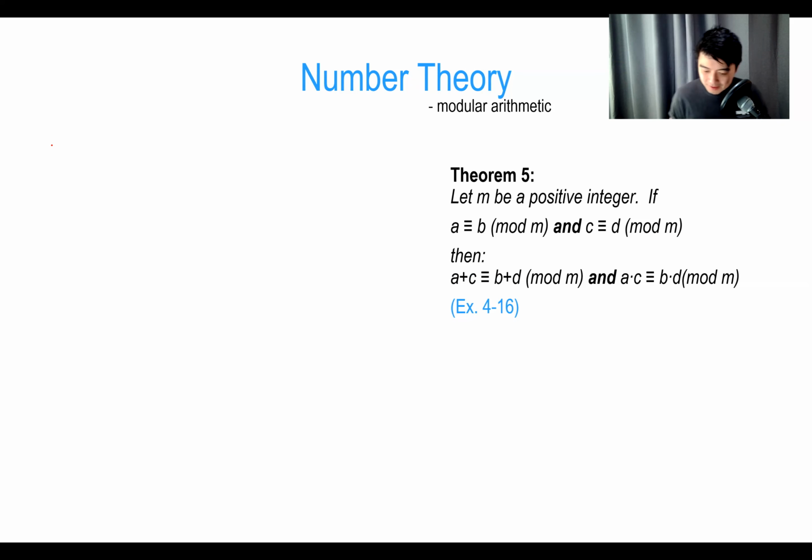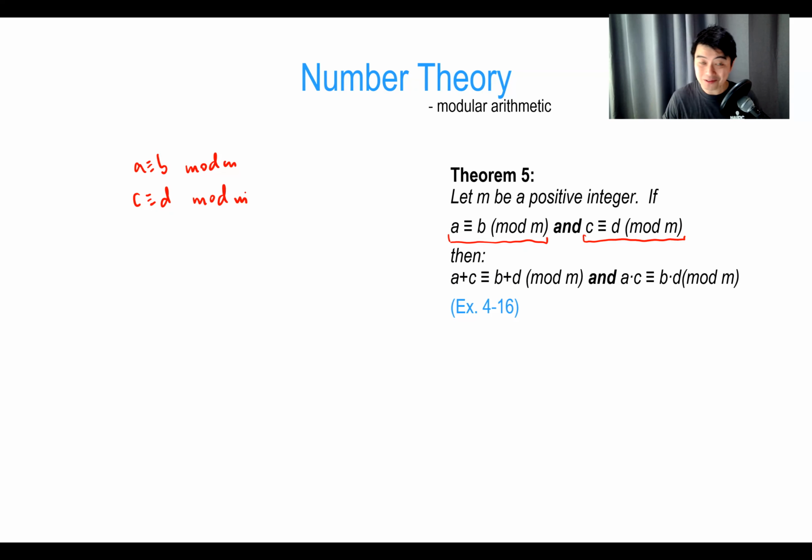Okay, there is a theorem 5 here. So what I'm going to do is leave theorem 5 for you to figure out. But let me give you a strategy for how to prove theorem 5. In theorem 5, we have a is congruent to b mod m and c is congruent to d mod m. Those are the premises that we're going to start with, right? So this is basically your first step.